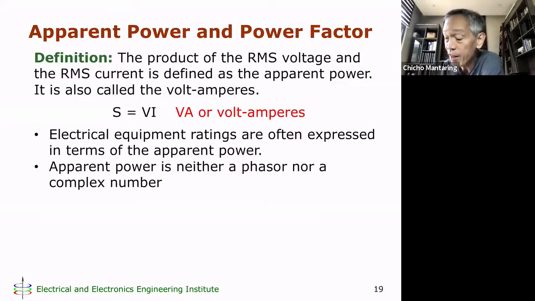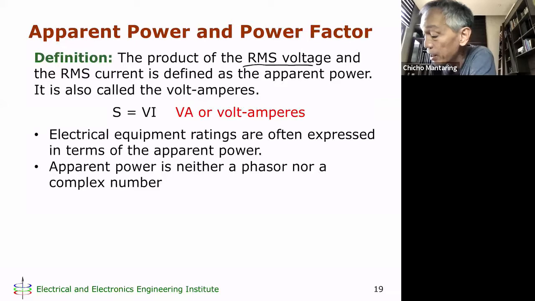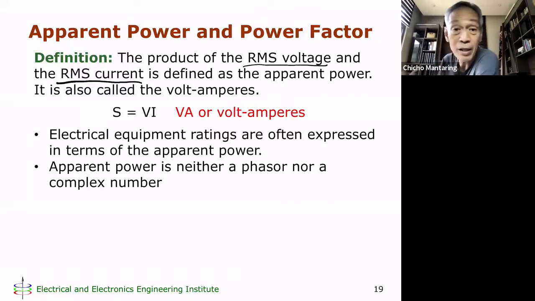Okay, S is neither a phasor nor is it a complex number. It's just a scalar quantity. The product of these are magnitudes. Maybe I should emphasize that. Yeah, it is emphasized here: the RMS voltage and the RMS current. So the angle is not included. This is just the magnitude of the phasor. The RMS value of V and the RMS value of I, that is your apparent power S. That is not a phasor, nor is it a complex number.